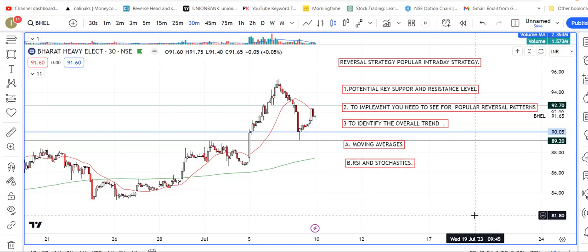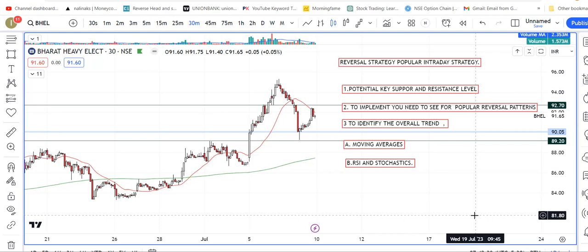One of the most popular intraday strategies is the reversal strategy. While doing intraday trading, traders wait for reversals to take either a long position or a short position. For this strategy, you need to identify potential key support and resistance levels. That is very, very important because they are the turning points.